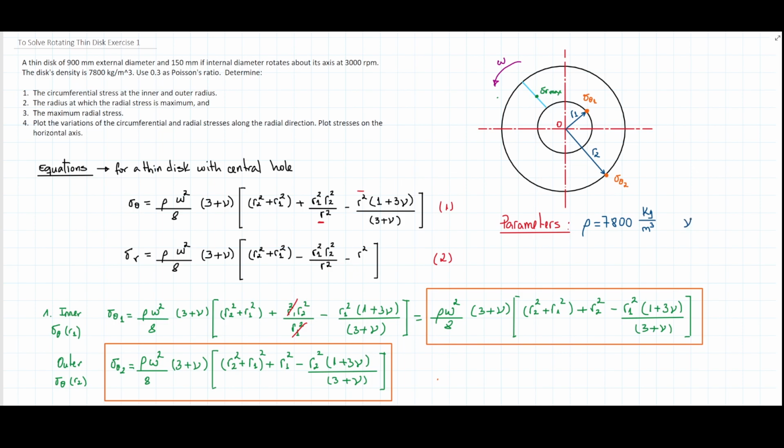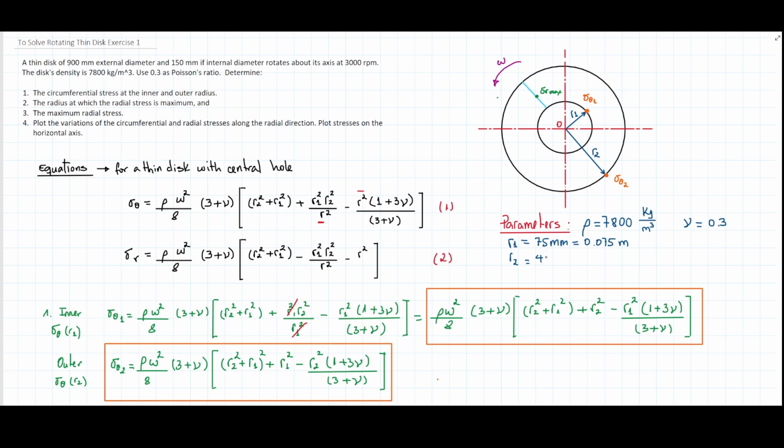Then Poisson's ratio is non-dimensional. Then we have R1. R1 is half of the inner diameter, which is 150 millimeters, like this. Well, half of this, delete it. So it's going to be 75 millimeters, which is equal to 0.075 meters. Then we have R2, that is 900. Again, no, this is 450 millimeters.